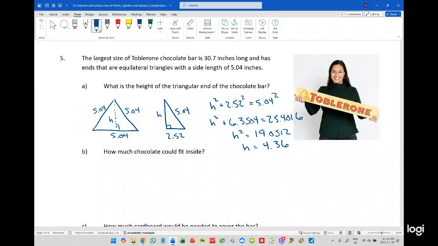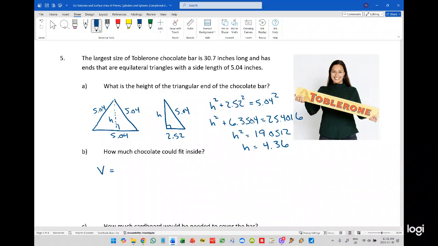Okay, so how much chocolate could fit inside? Again, we know it's not actually real if you've had Toblerone, but we'll pretend it's chock full of chocolate. No pun intended. So the volume of this whole thing is going to be the area of the end times the height. And again, the height is the distance between the two ends, in this case, the two triangles.